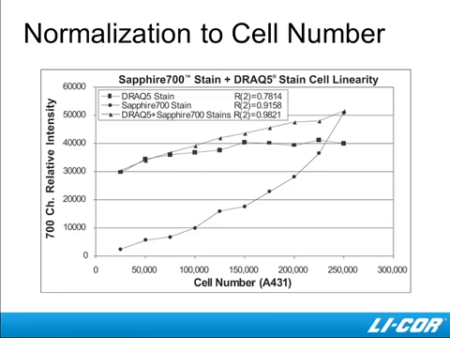DRAQ5 only works well at lower cell densities and plateaus off as you get to higher cell densities. So the workaround to using either of these stains separately to have it work at any cell density is to combine the two together. So in the top trace, when you combine the two, you have linearity for the two stains together over the entire cell range.